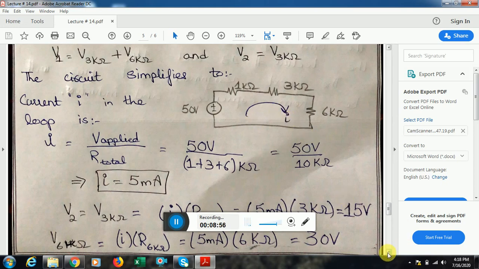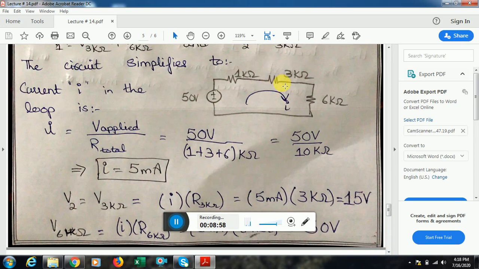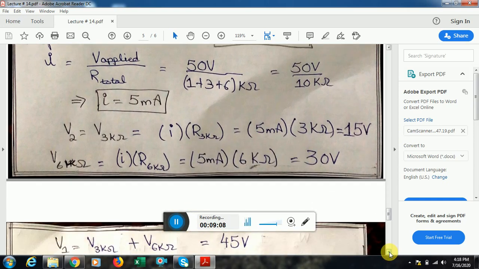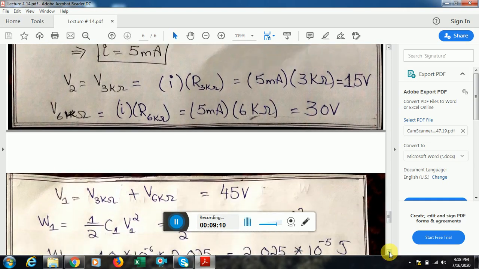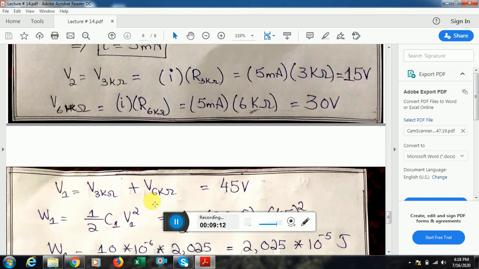Now any voltage can be found. V of 3 kilo ohm would be R of 3 kilo ohm multiplied by the current, which is given by Ohm's law. I can find the voltage across each of the resistances. So since V1 was the 3 kilo ohm voltage plus the 6 kilo ohm voltage, 15 plus 30 is 45 volts, and V2 was V of 3 kilo ohm, which is 15 volts.